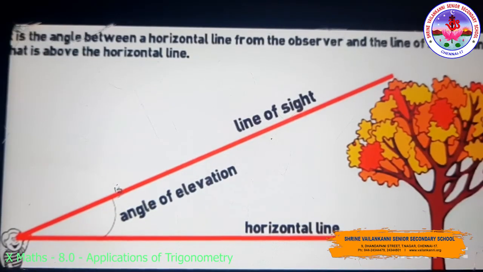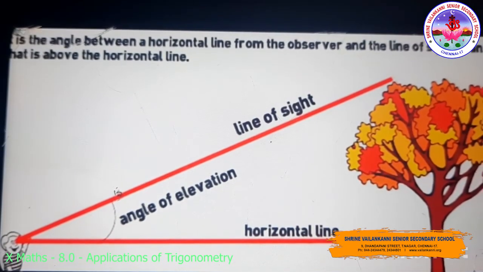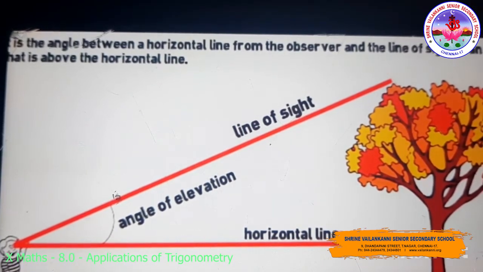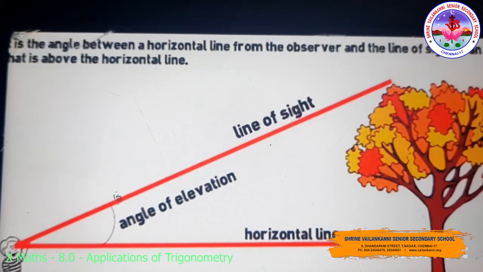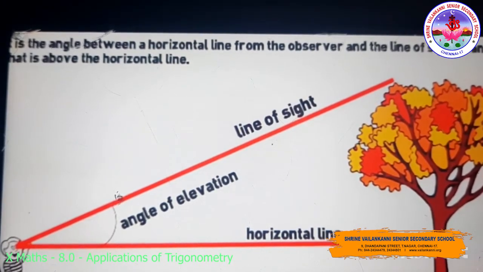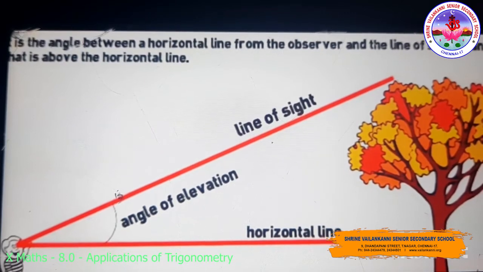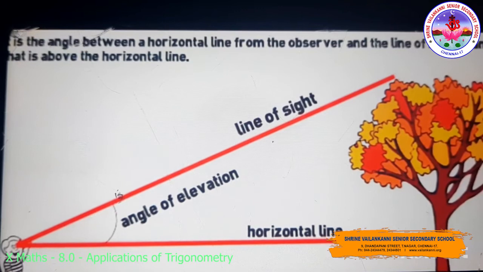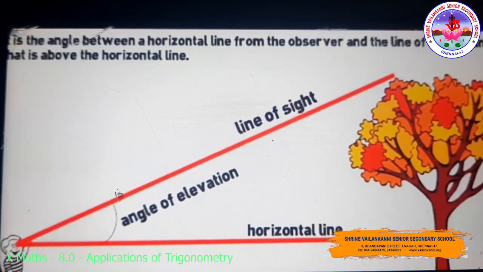Now coming to the third definition, angle of elevation. It is defined as the angle which is formed between the horizontal line and the line of sight. So this angle should always be above the horizontal line. So coming to the definition, it is an angle formed between a horizontal line and the line of sight.